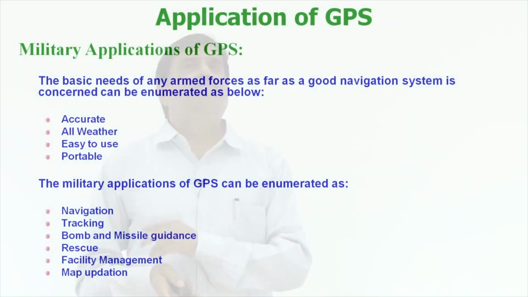There are tremendous applications of GPS. Nowadays, you will observe that at each step of life we have an application of GPS. Since it was designed for military purposes, I will talk first about the military applications. The basic need of the armed forces is a good navigation system that is accurate, all-weather, easy to use and portable. This is achieved by GPS. In military applications, we are able to navigate, track, and guide bombs and missiles. Bombs and missiles have to be guided to a precise location, and GPS provides them the precise location.